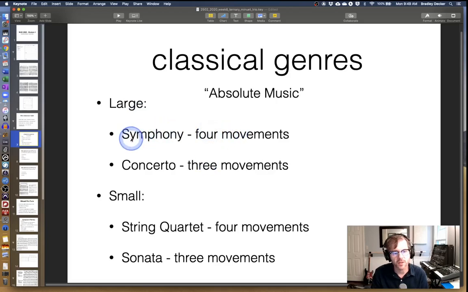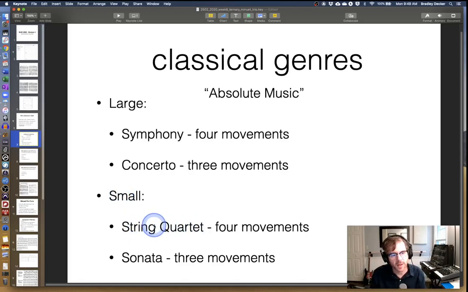So the symphony is generally a 4 movement work. The concerto is generally a 3 movement work. So the concerto is something that features 3 movements, and it also features a soloist. A symphony does not always have one featured soloist. It's really more about the evenness of all the performers in a symphony orchestra, and that is in a 4 movement design. Small genres are string quartet.